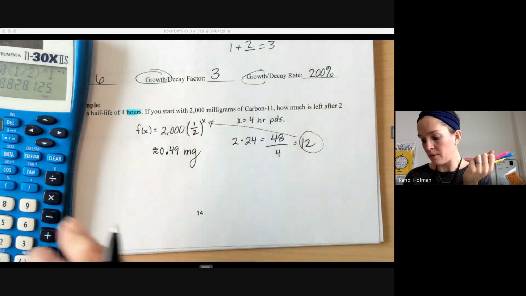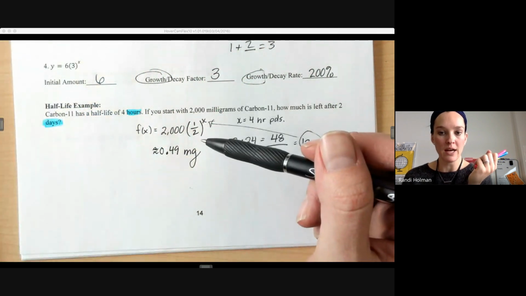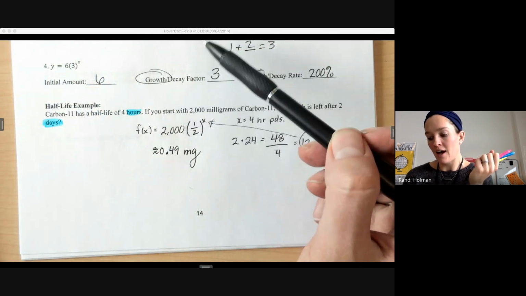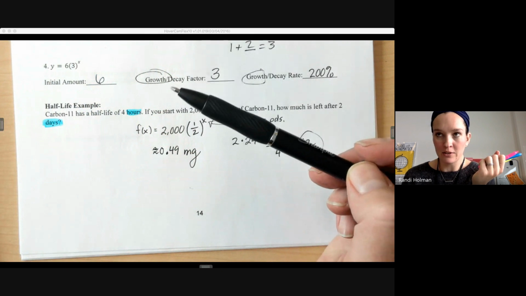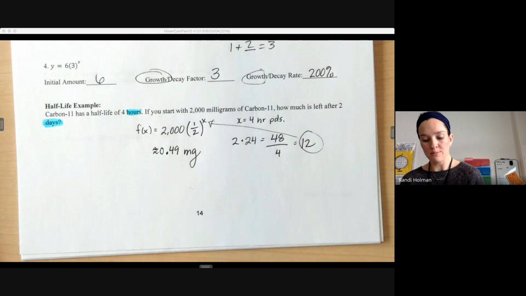milligrams of carbon 11. Okay, so if you think after 4 hours, there's only 1,000. 8 hours, there's 500. After 12 hours, we're down to 250, right? We're halving each time. So having a very small amount left after 12 of those 4-hour periods hopefully makes sense. Okay, let's try some more here.